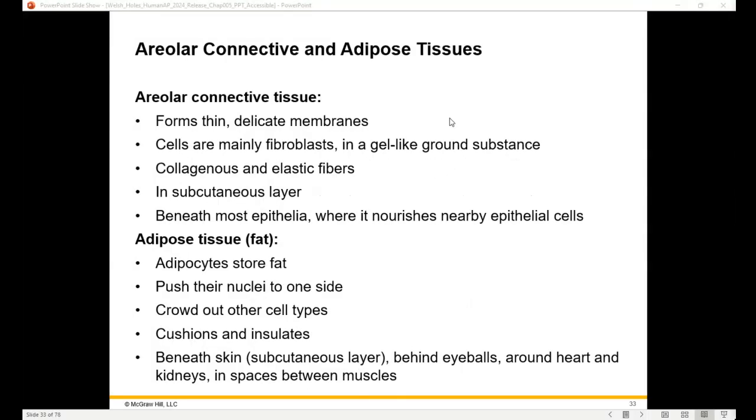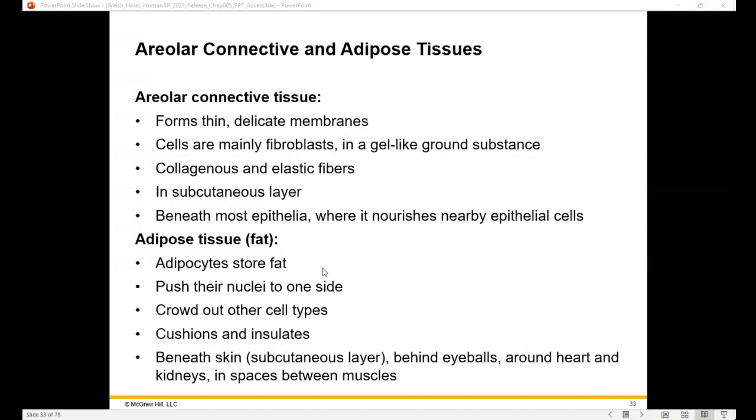Looking more specifically at some of these connective tissues. Areolar connective tissue forms thin, delicate membranes. The cells are mainly fibroblasts, which are in a gel-like ground substance. They have collagenous and elastic fibers. They're in subcutaneous layers, and they're beneath most epithelia, where it nourishes nearby epithelial cells.